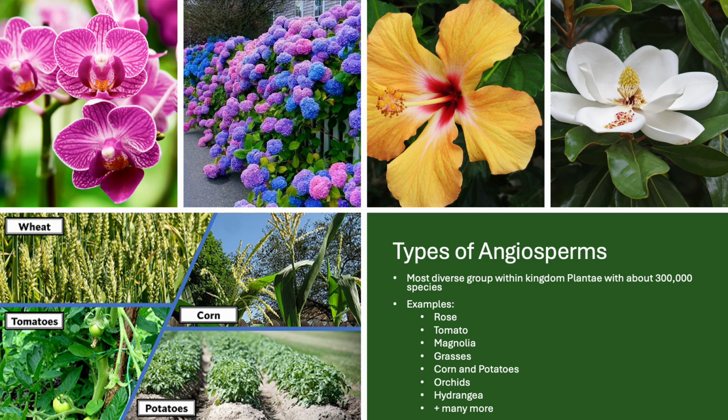There are many types of angiosperms. This is considered the most diverse group within the kingdom Plantae, with about 300,000 different species. Some examples of this diverse group are rose, tomato, magnolia, a diverse group of grasses, corn, potatoes, orchids, hydrangea, and many, many more diverse plants.